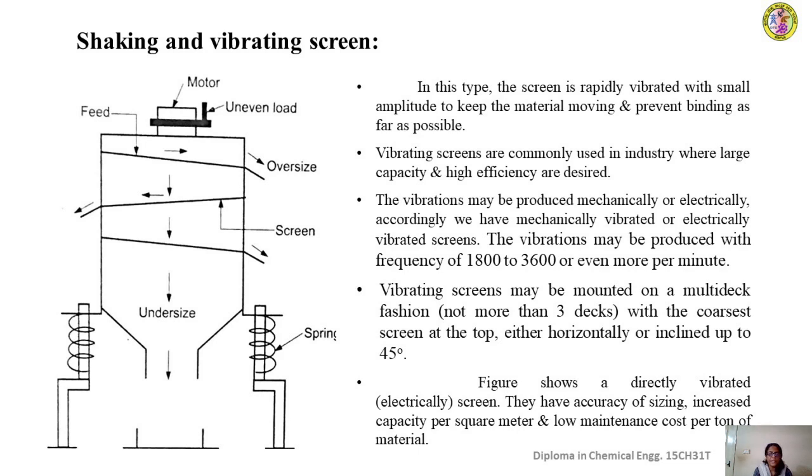As I mentioned earlier, the shaking and the vibrating action to a screen can be given either by a mechanical means or an electrical means. The one which is shown in the figure is an electrically operated vibrating screen. The motor that is at the top of the screen supplies the vibrating motion to the screen directly. So that way we can construct the vibrating or shaking screen.